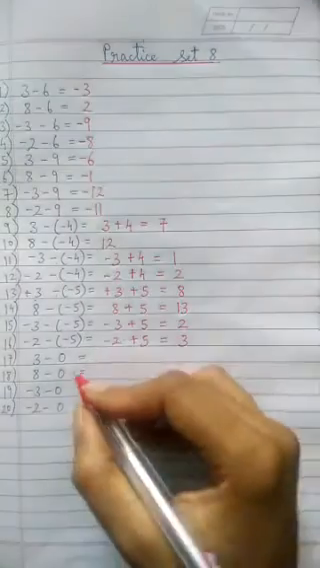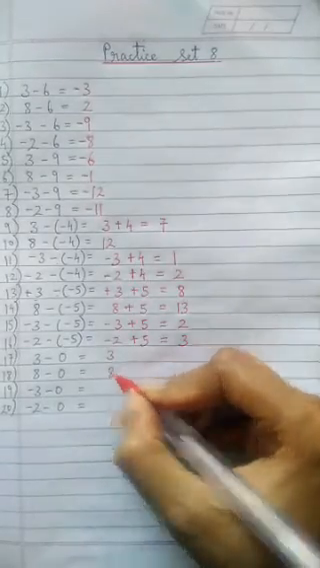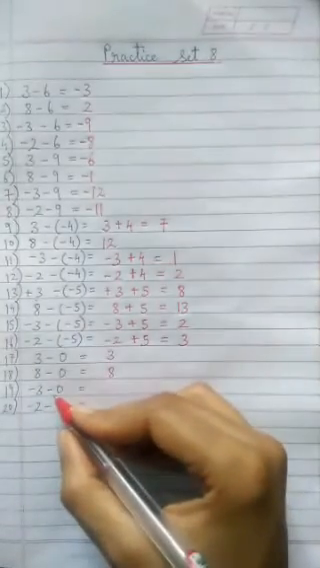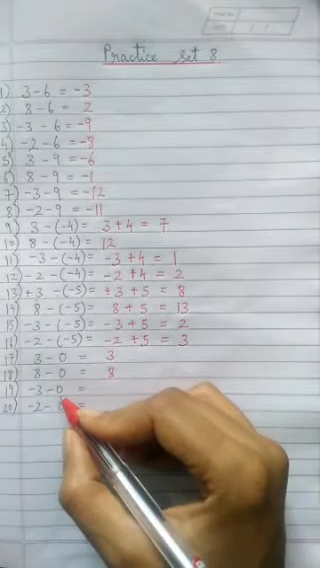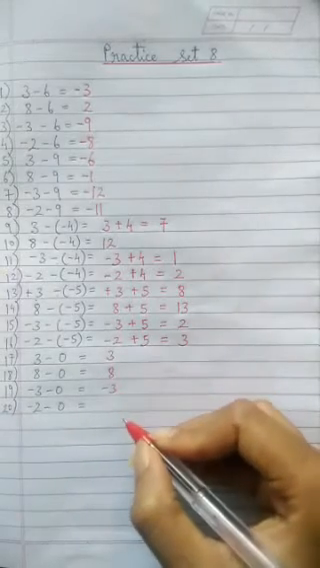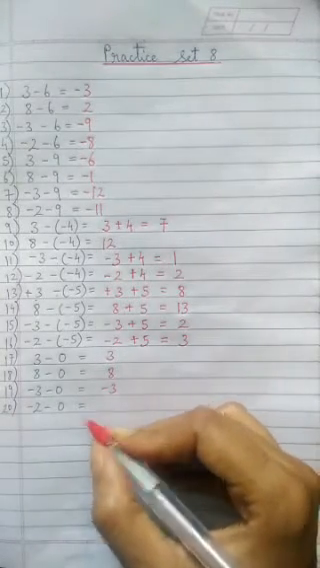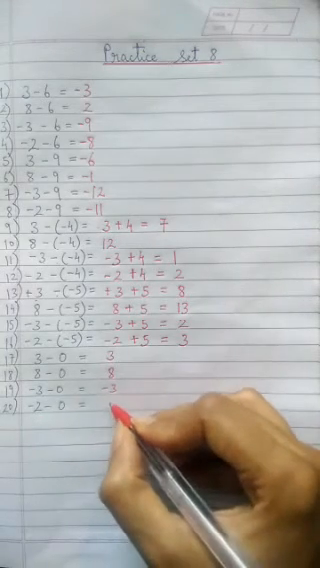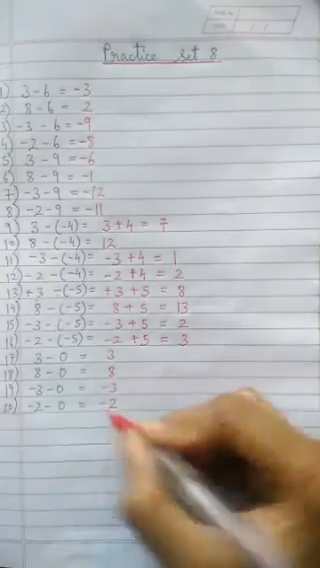3 minus 0, we all know 3. 8 minus 0 is 8. Minus minus operation is plus. 3 plus 0 is 3 and sign of greater is minus 3. Okay, and 20th sum here, minus minus operation plus. So 2 plus 0 is 2 and sign of greater number is minus.